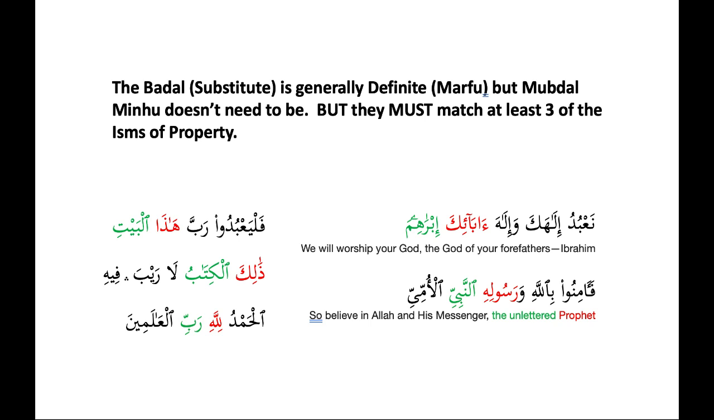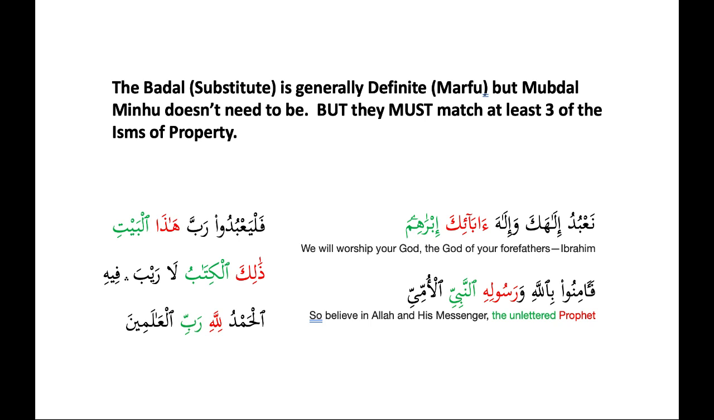Let's look at some examples from the Quran, inshallah. Na'budu ilahaka wa ilaha abaika Ibrahim. We all worship your God, the God of your forefathers, Ibrahim. Here, abaika is stressing who Ibrahim is. Next, فَآمِنُوا بِاللَّهِ وَرَسُولِهِ النَّبِيِّ الْأُمِّيِّ. So believe in Allah and His Messenger, the unlettered Prophet. Rasulihi is Mubdal Minhu, An-Nabi'i is Badal.